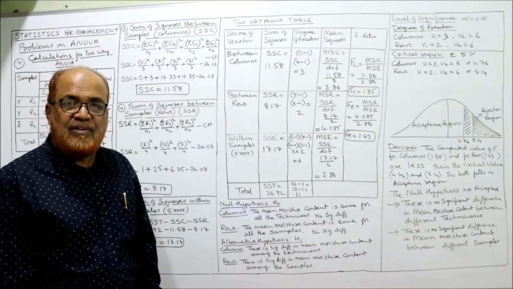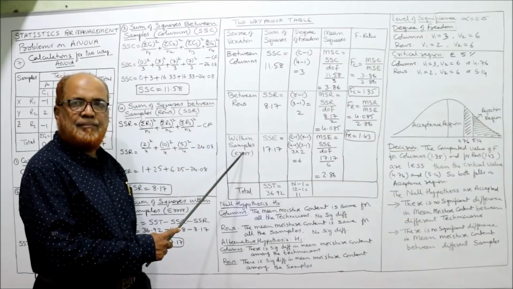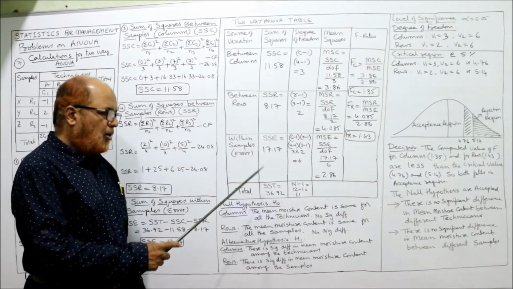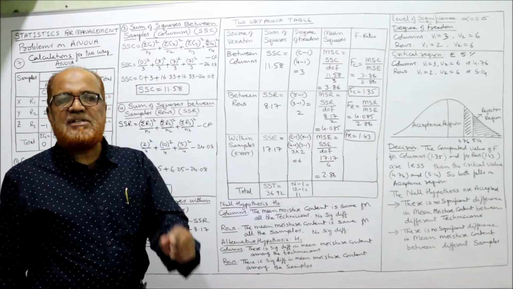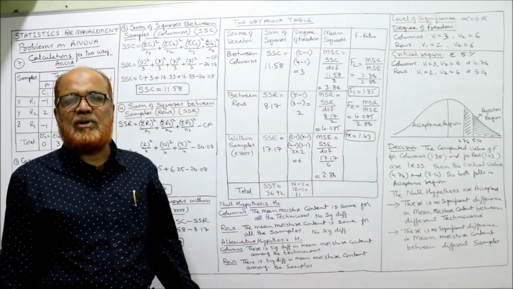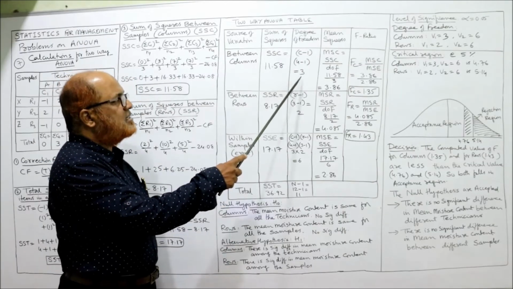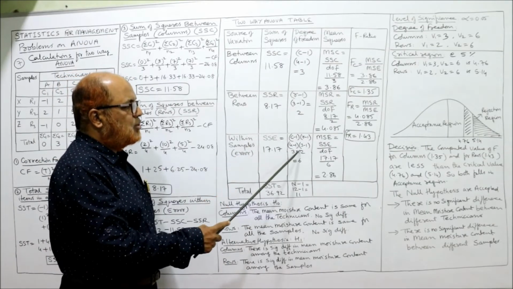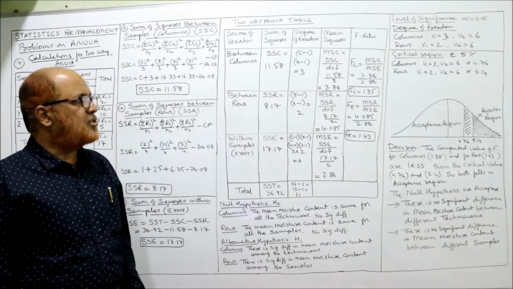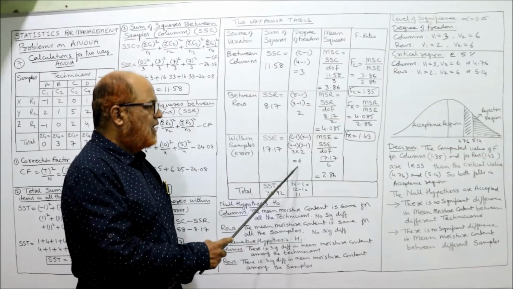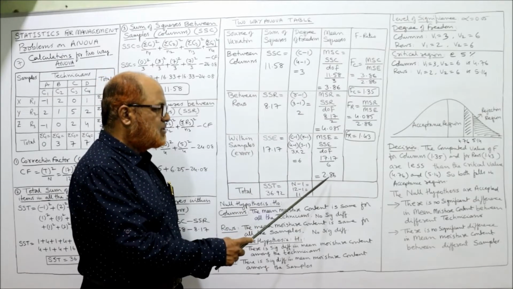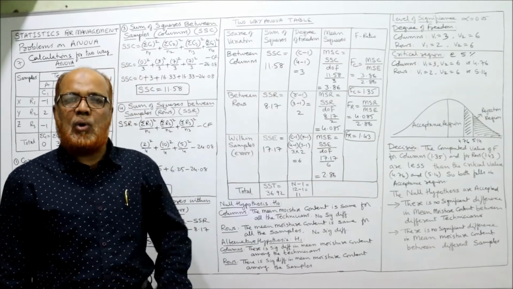Lastly, within samples, error, SSE, is 17.17. The degree of freedom is C minus 1 into R minus 1. C minus 1 is 3, R minus 1 is 2, so 3 into 2 is 6. Now MSE is equal to SSE divided by degree of freedom. 17.17 divided by 6, we get 2.86.